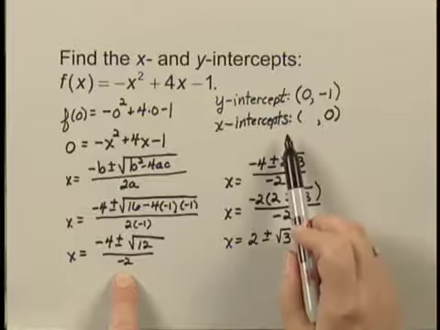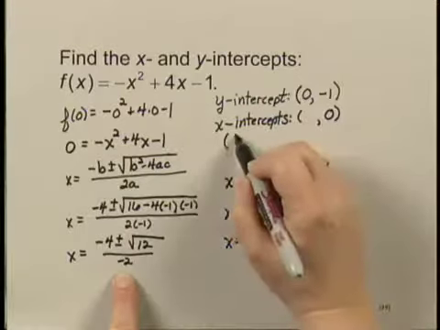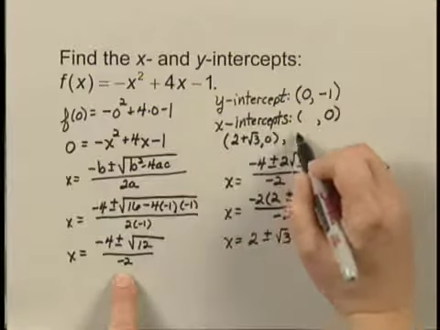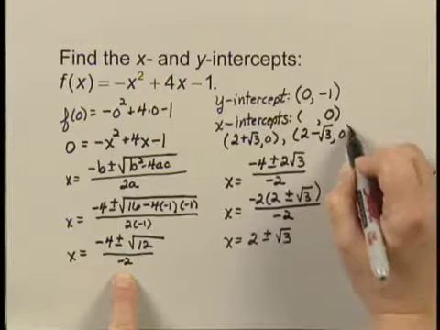That tells us that there are two x-intercepts. One of them is 2 plus the square root of 3, 0. And the other is 2 minus the square root of 3, 0.